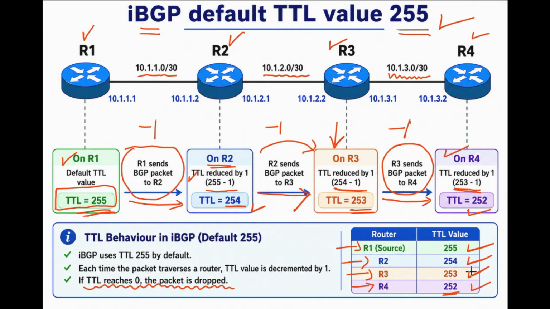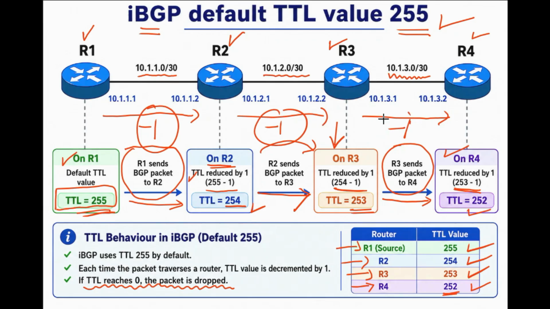Now, one very important point. Many engineers believe that iBGP packets always stay at the TTL value of 255, but that is not correct. The packet starts with the TTL value of 255. As it crosses every router, the TTL value is reduced by 1. What remains different from eBGP is the starting TTL value, not the decrement process. The decrement process is identical for every IP packet.